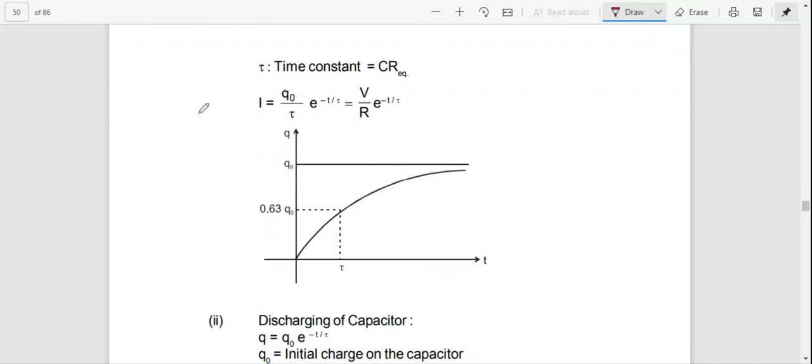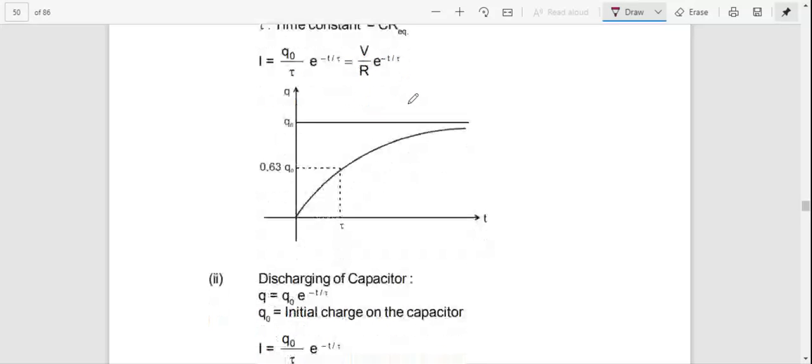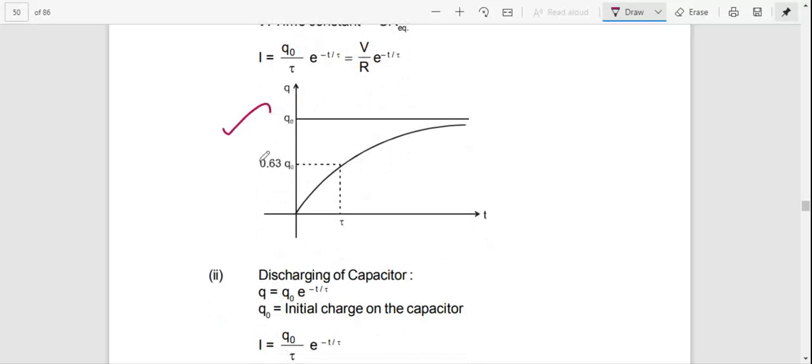And we have another formula, I is equal to Q naught by tau into e to the power minus t by tau. Or Q naught by tau, we can write as V by R into e power minus t by tau, because Q naught is equal to C into V and tau is equal to C into R. So C got cancelled and it is V by R into e power minus t by tau. Just go through the graph, and the value is 0.363 Q naught.